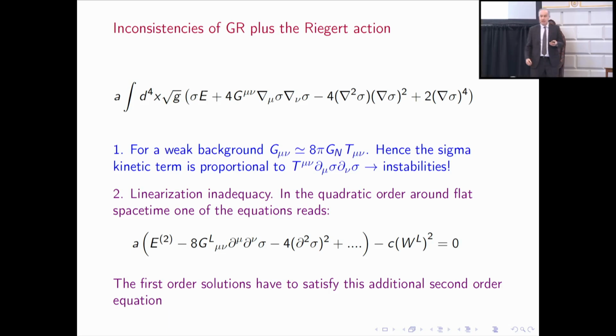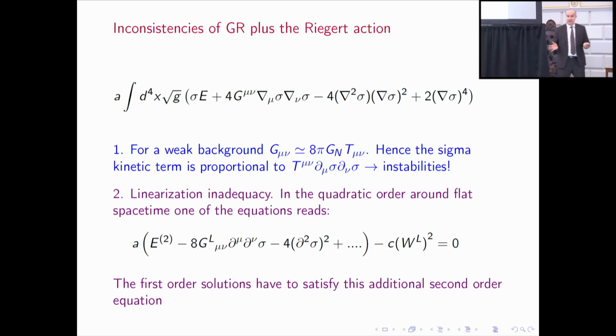Well, first problem, immediate problem. Let's say you take a weak source, some planet, with a very weak gravitational field. Then you are able to do an order by order calculation, and in the leading order for the gravitational field of the planet, you get the conventional Einsteinian result, G mu nu equals 8 pi G Newton times T mu nu. With that, you substitute into that action to find the generated kinetic term for sigma, and you will find that it is actually T mu nu times d mu sigma d nu sigma.